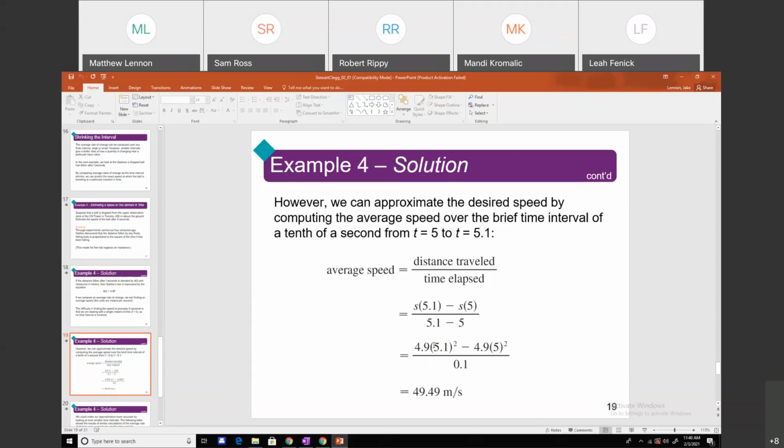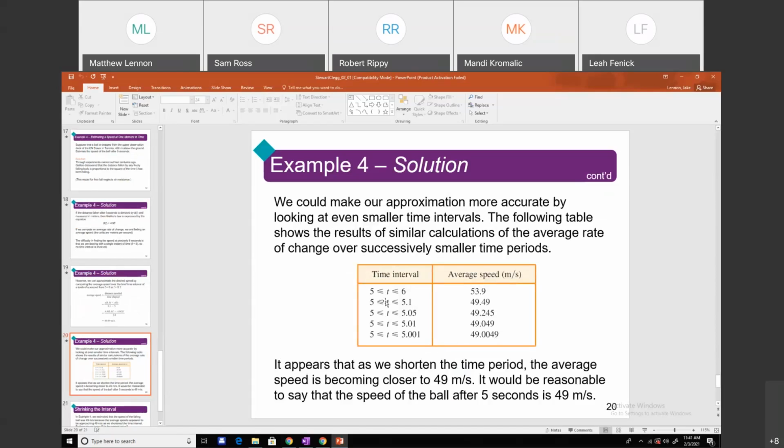That's very small, 0.1 seconds. So we're using that function, 4.9 times t squared. So we've got 5.1 and 5. We're plugging it on top. So that's why we have 4.9 times 5.1 squared minus 4.9 times 5 squared. And 5.1 minus 5 just gives us 0.1. So doing that says after 5 seconds, that ball should be traveling around 49.49 meters per second.